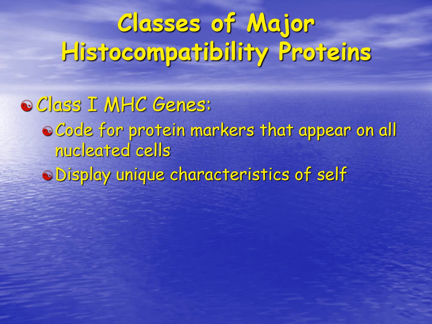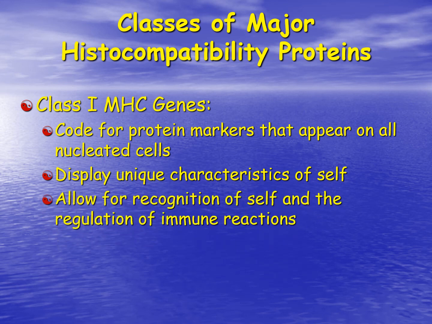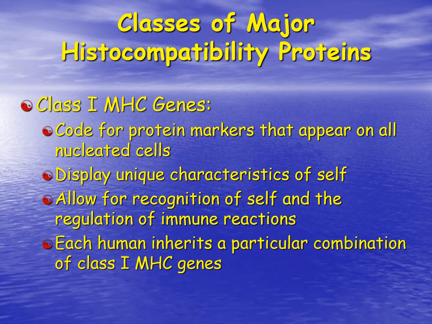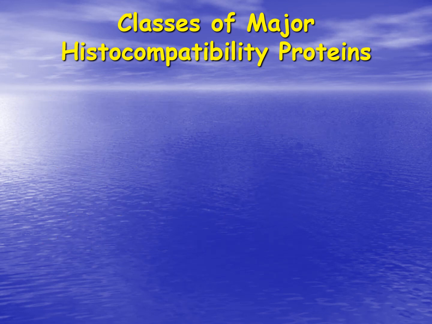The ABO/Rh blood grouping proteins are going to be what act as the self markers on our red blood cells. And these MHC class 1 proteins allow for recognition of self and the regulation of the immune reaction. Each human inherits a particular combination of these class 1 MHC genes, and what this means is then that their self markers are unique to them.